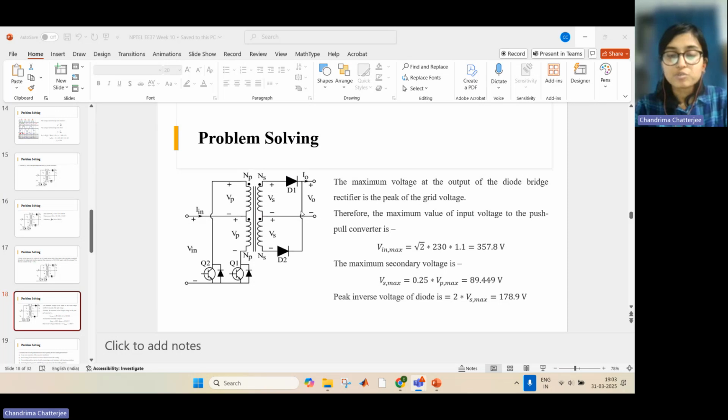And for the push-pull converter, the secondary voltage coming across each of these windings is 0.25 times Vp max. Vp max is the maximum value across the primary winding. So this is 89 volt, and each diode has to tolerate a reverse voltage of twice this secondary voltage. So the peak inverse voltage of each diode will be twice this secondary voltage, which is 178.9 volt.